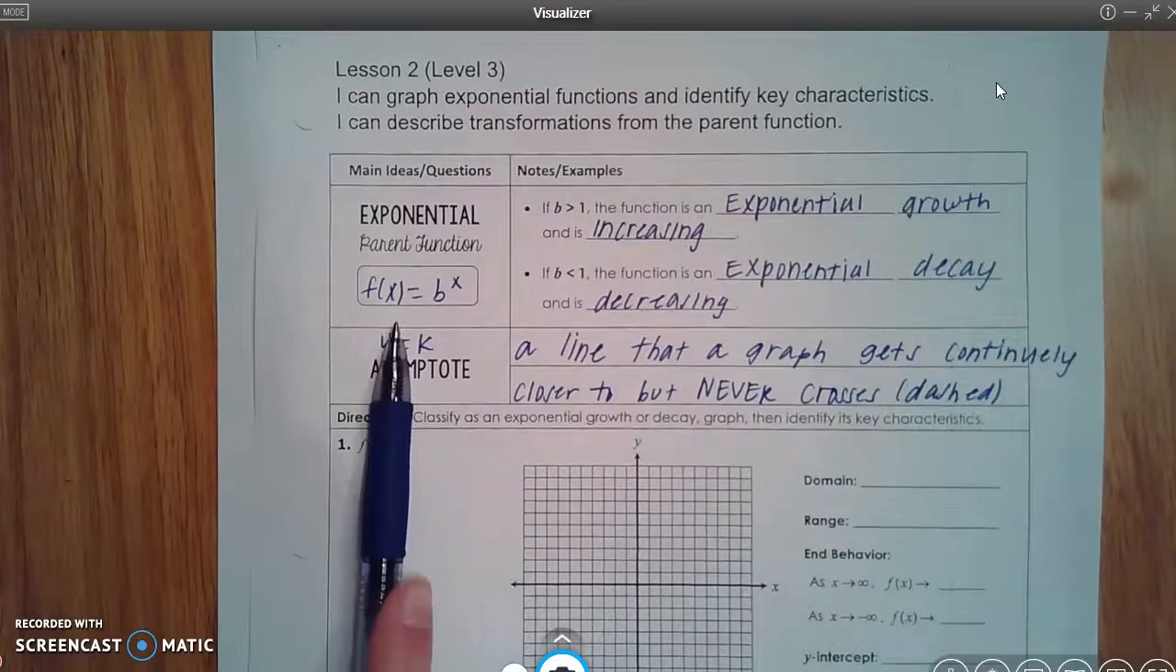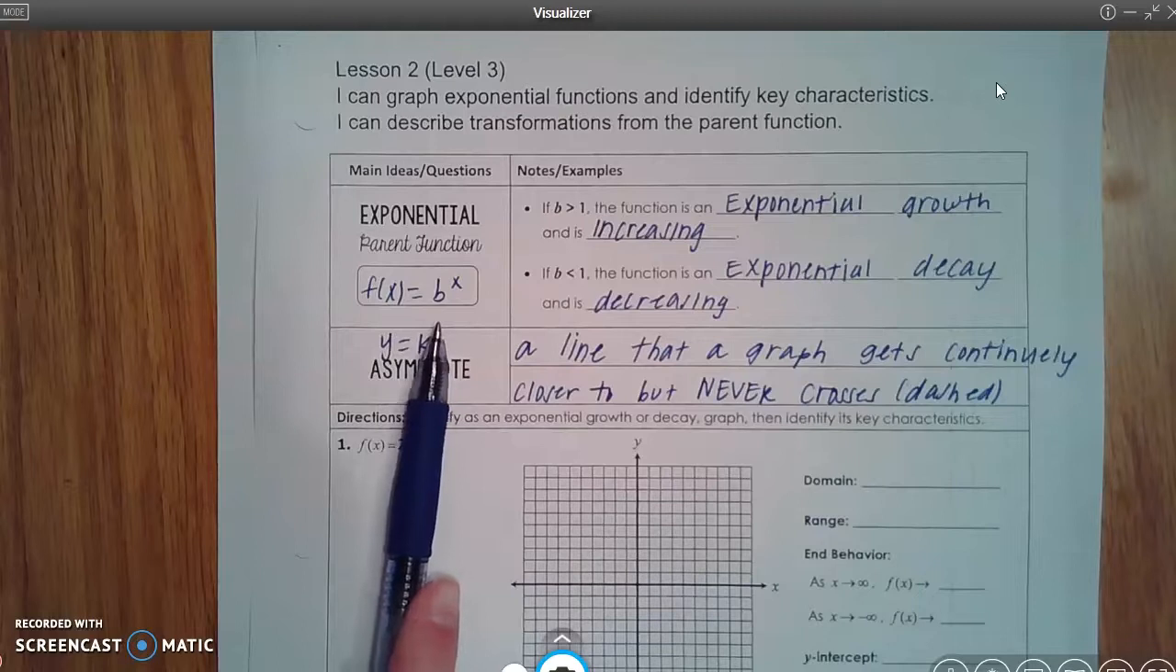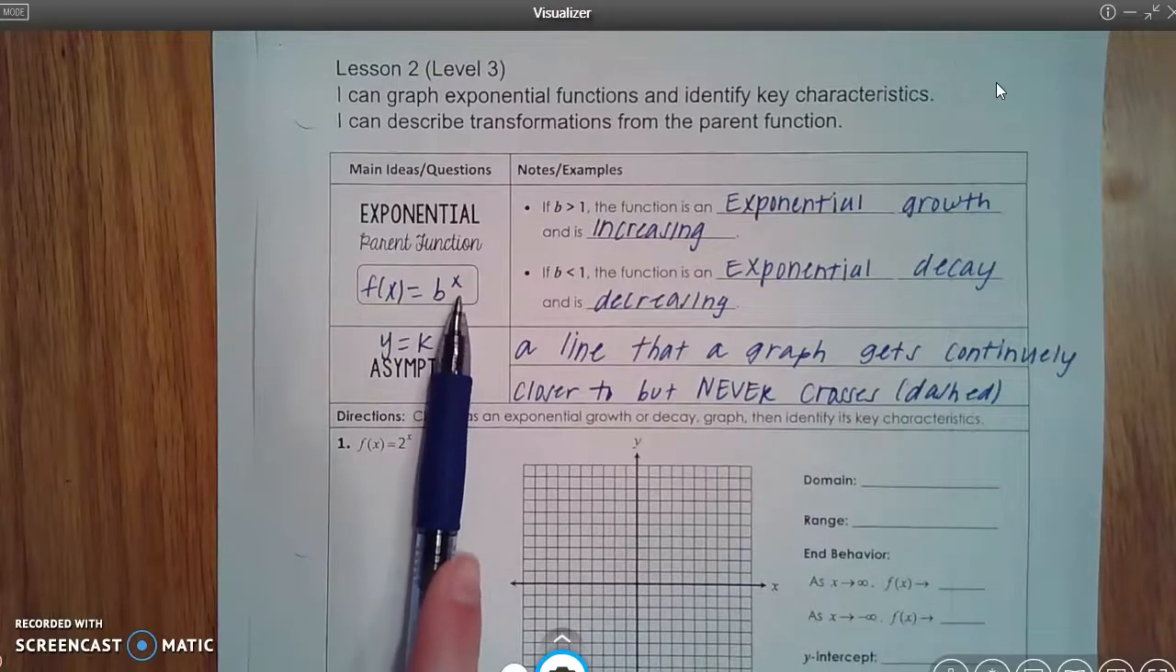All right, so today, exponential functions. Here's what your parent function looks like. It's f of x equals b to the x. So if you notice, your b is going to be a number and your x is your variable.